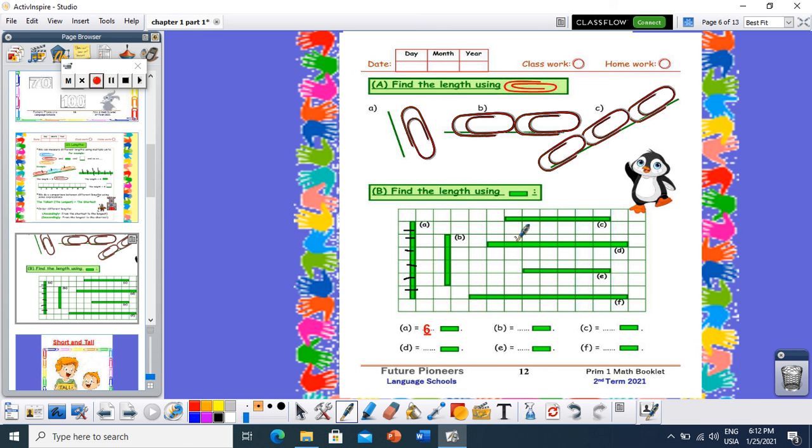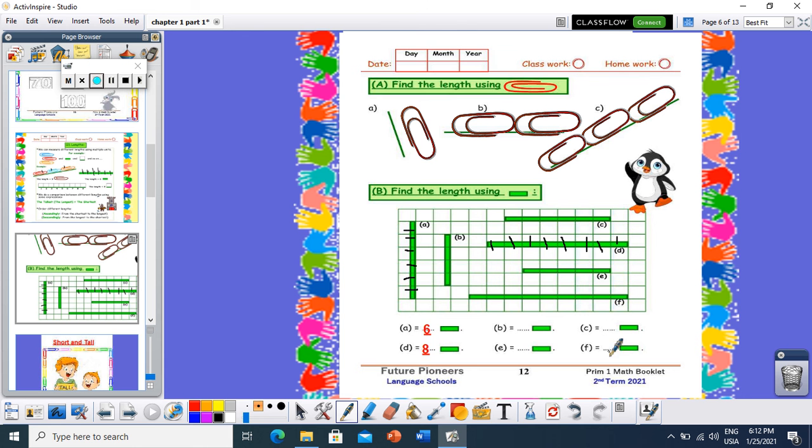Let's see number D. How many units do I need to measure the length of this straight line? 1, 2, 3, 4, 5, 6, 7, 8. I think I need 8 units to measure the length of this straight line.